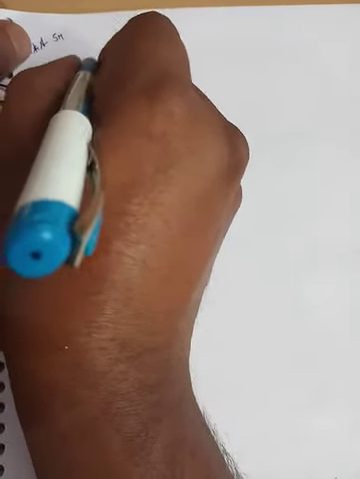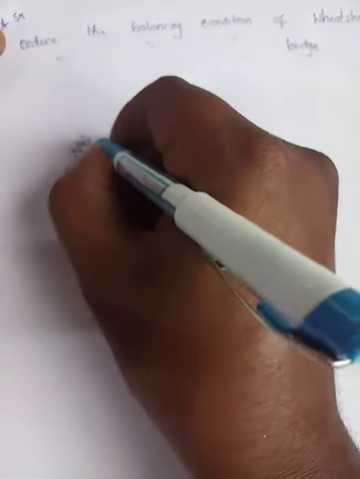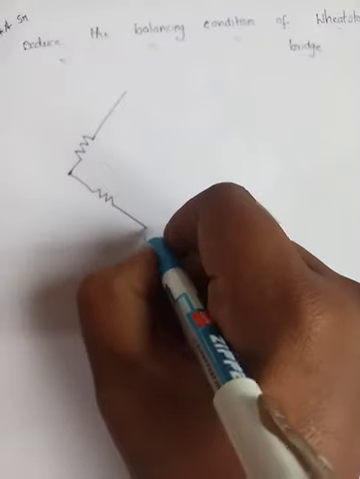Deduce the balancing condition of Wheatstone bridge. So we have to deduce the balancing condition of the Wheatstone bridge. So what is a Wheatstone bridge? Let us draw. It is a quadrilateral having 4 resistors along its 4 sides.